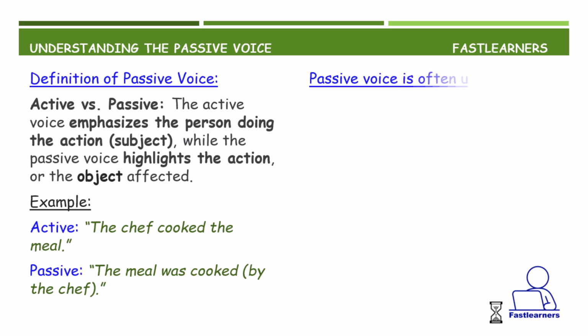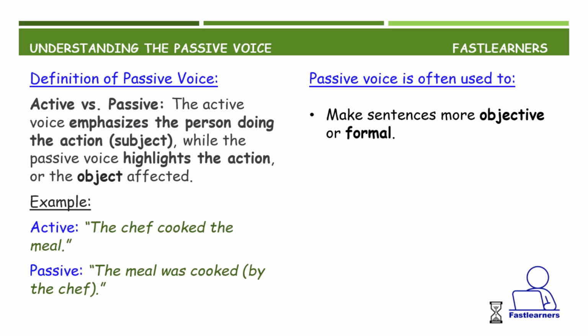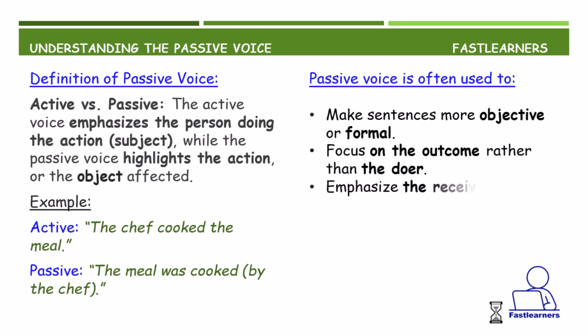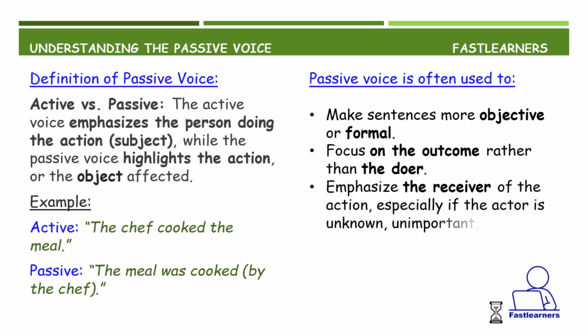Passive voice is often used to make sentences more objective or formal. Focus on the outcome rather than the doer. Emphasize the receiver of the action, especially if the actor is unknown, unimportant, or implied.